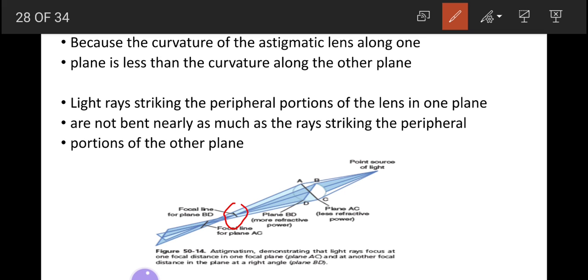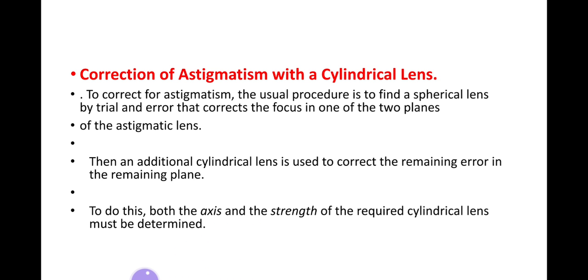This figure shows that the image is formed on two sides. There are two images. So what is the reason for the two images? Because the light rays in one plane are not focused on the same line as the second plane. How is astigmatism corrected? It is corrected by the cylindrical lens.